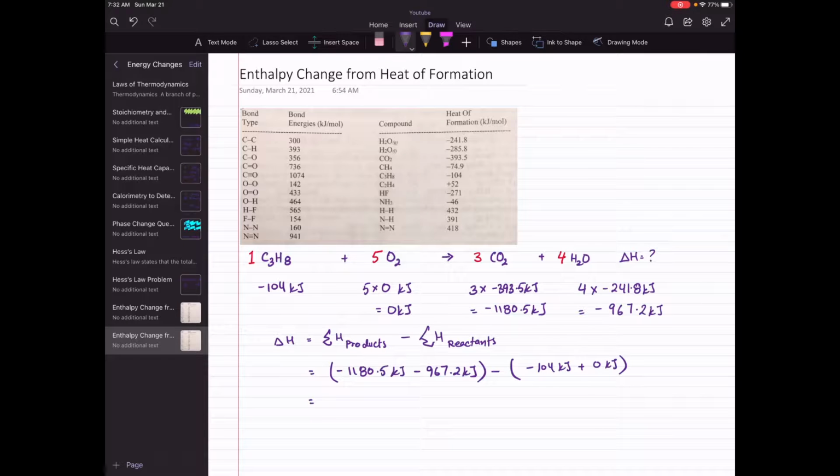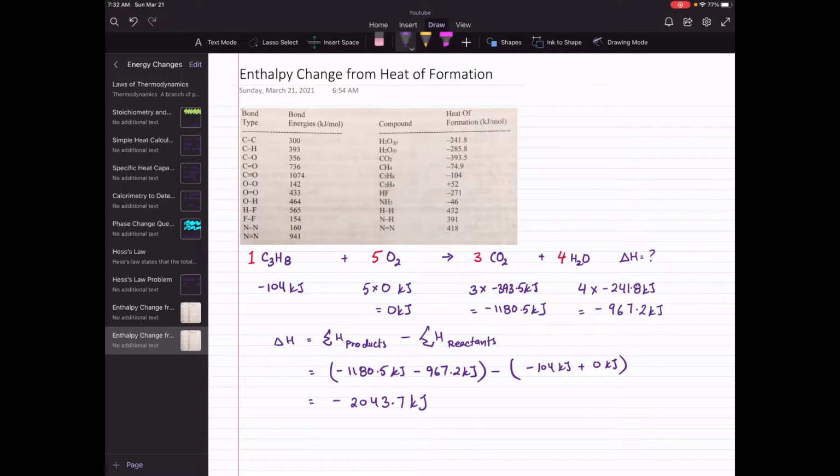And when we calculate that, again, we're going to use our calculator, put all the information in, which is negative 1180.5 minus 967.2 minus bracket negative 104 bracket close, and we get a value of negative 2043.7 kilojoules of energy.